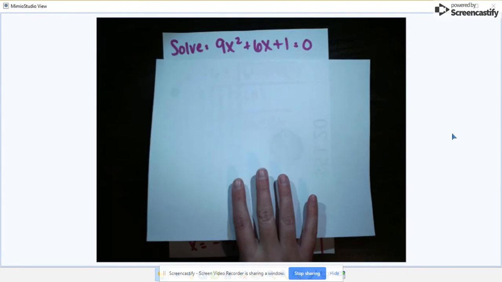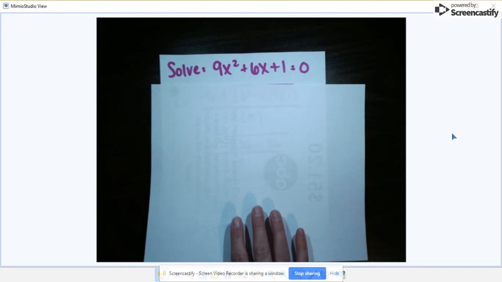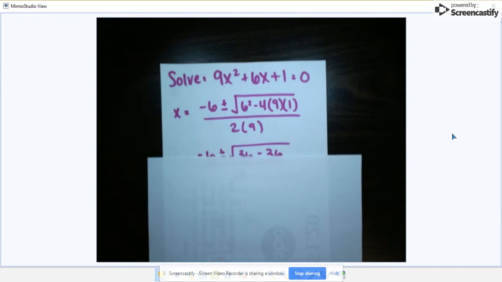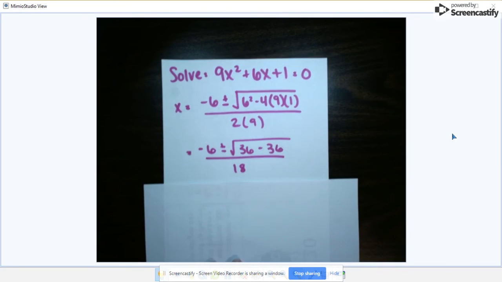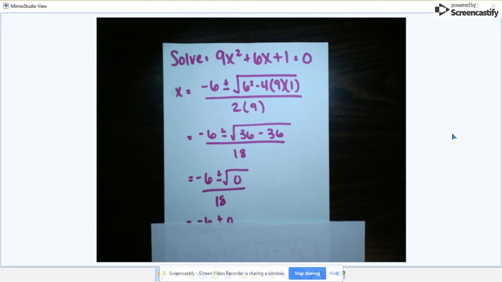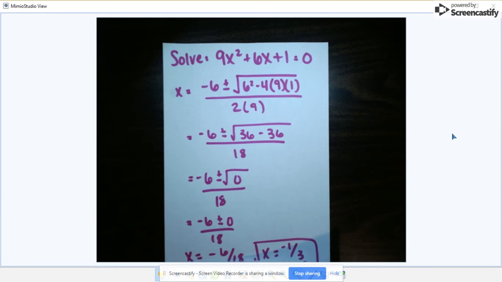One more example, here is a quadratic. Plug those numbers in, we get this. Our inside of our square root becomes 36 minus 36, which is 0. Square root of 0 is 0. So negative 6 plus 0 and negative 6 minus 0 is the same. So we're going to get negative 6 over 18, which simplifies to be negative 1/3.